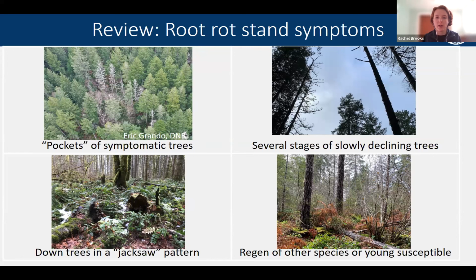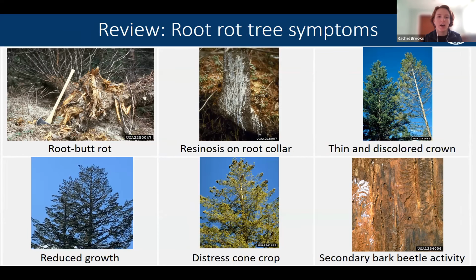On a tree specific level, the main thing we look for is root and butt rot, so rot in the lower portion of the tree, and that's what I'm going to spend most of today talking about, how we look at that closer and what we're looking for. But you might notice other things when you're out there. You might see resinosis on the root collar. This is just the production of resin on the outside of the bark by the tree, indicating that there's something going on underneath, and this happens at the base of the tree in some species.